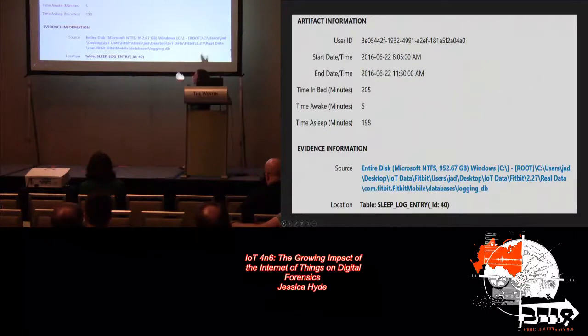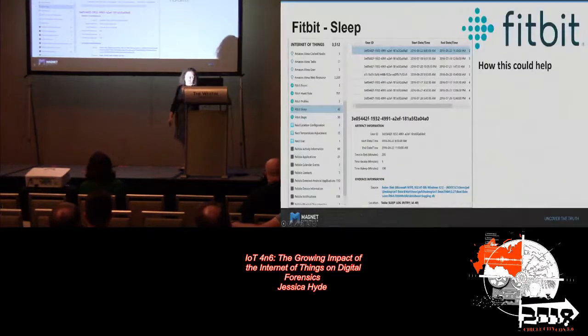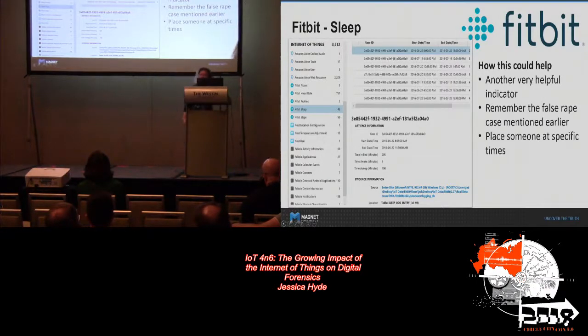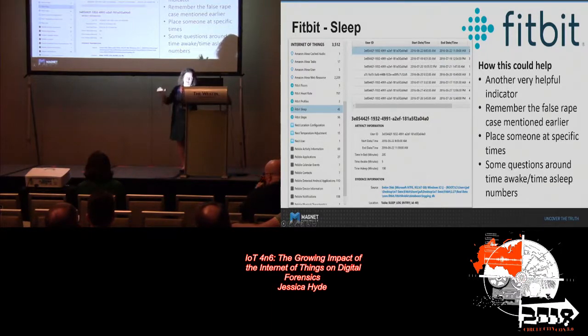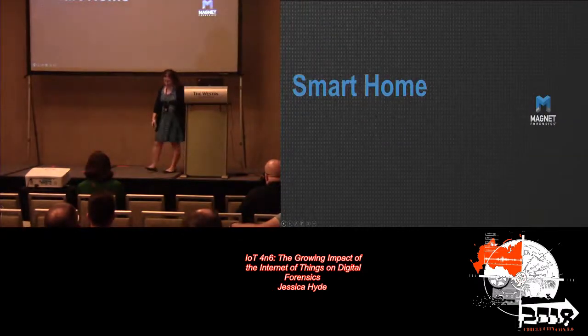So, for example, here we see 205 minutes in bed, 5 minutes awake, total amount of sleep 198. So this might be good if somebody has sleep apnea for them personally, but from a forensics perspective, the data isn't as trustworthy and isn't being considered. But it could be a helpful indicator in something like the false rape case because there was no sleep time recorded at that period, just active time. And it can place someone at a specific time at attempting rest. But again, there's questions around that number of minutes, wakes, and asleep.